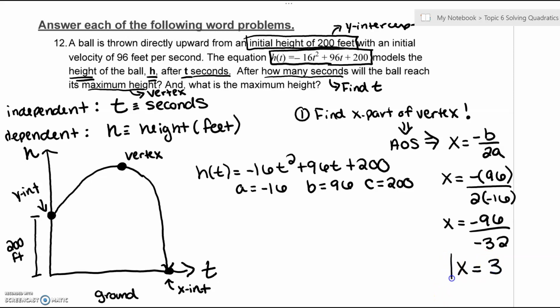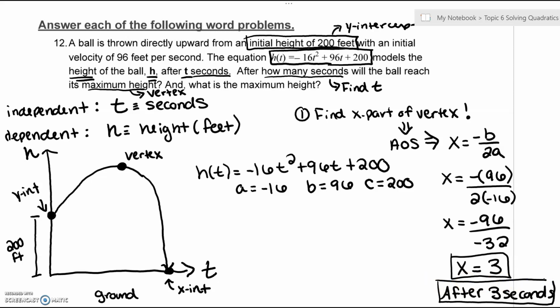So it'll be after 3 seconds. This ball will be at its maximum height. Okay? Now, lucky for you guys, the second part of this asks you to find what that maximum height actually is.